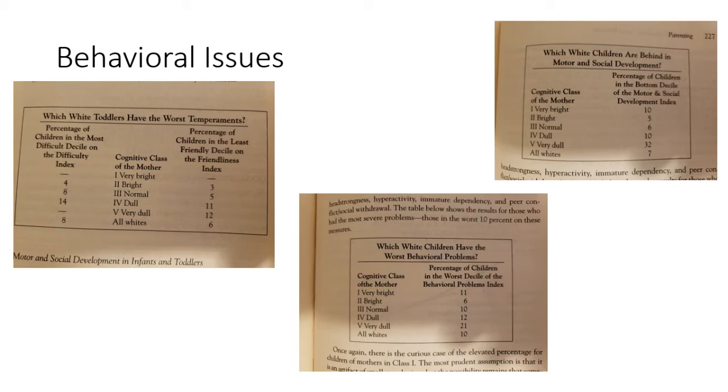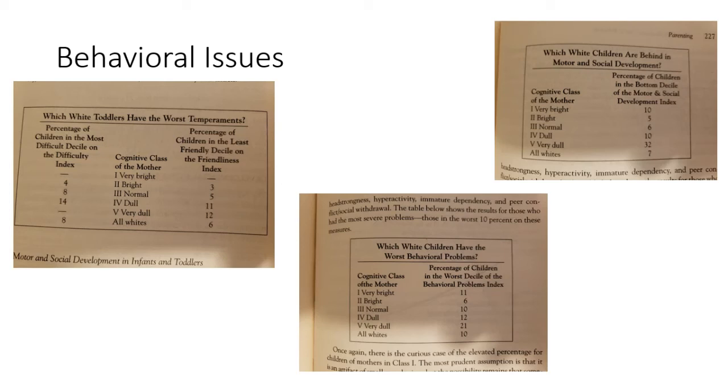This is the tale of 3 tables here. The first table: which white toddlers have the worst temperaments? On the left, in the left column, percentage of children. And just to be clear, I am looking at the leftmost table here, which white toddlers have the worst temperaments. Percentage of children in the most difficult decile on the difficulty index. And as you go from very bright to very dull, you see there's a little bit of an increase. Percentage of children in the least friendly decile on the friendliness index. You go from very bright to very dull. Yeah, there's a little bit of an increase, but I wouldn't say this is anything like staggering.